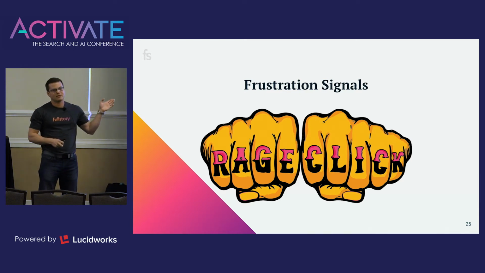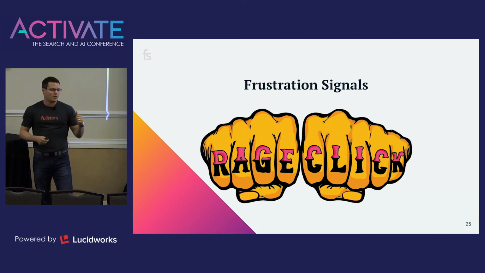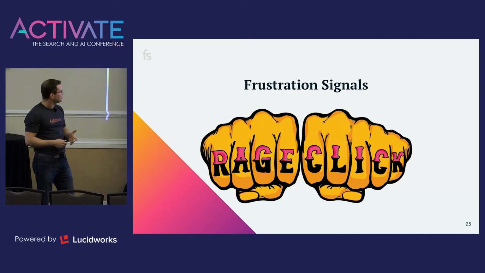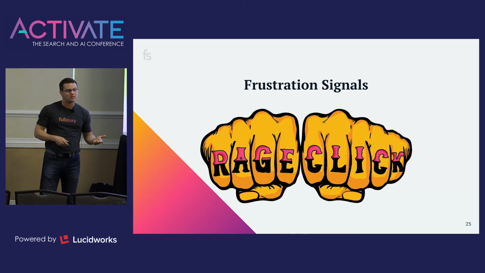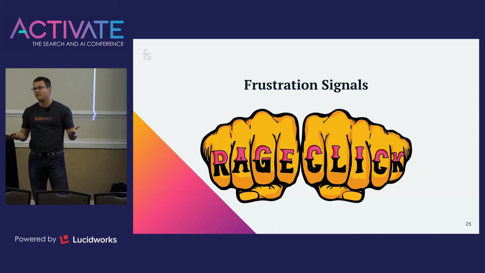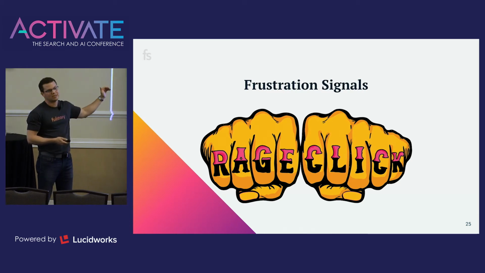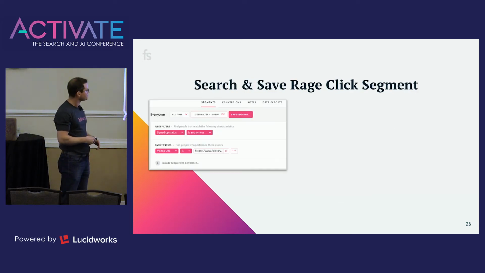FullStory actually has frustration signals already pre-configured in our data. We have one called a rage click, which is the most fun, at least to look at in terms of an icon, but definitely not the most fun to see actually happening on your digital experience. We have dead clicks, and then we also have error clicks. So because it's easy and they're pre-configured, I'm going to start my search there. I want to know, for example, are any rage clicks happening on the engineering jobs page? Because that would probably be the last thing that I would want happening on that page.